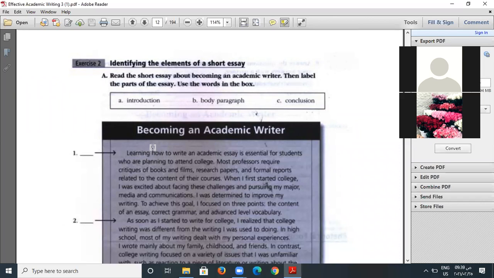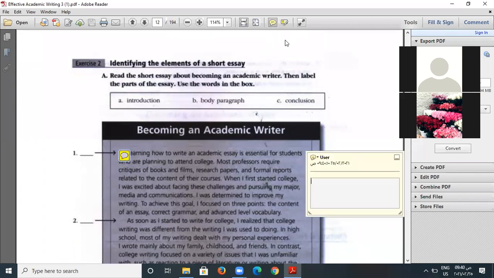Learning how to write an essay is essential for students who are planning to attend college. Is this a topic sentence? No, this is what we call a hook. What does a hook do for the reader? To attract the reader.